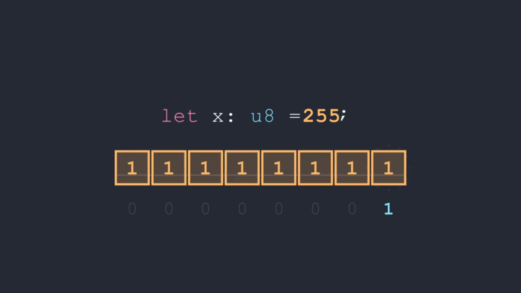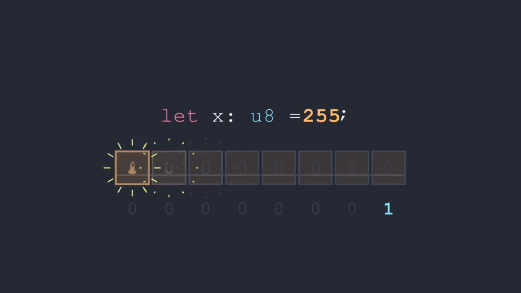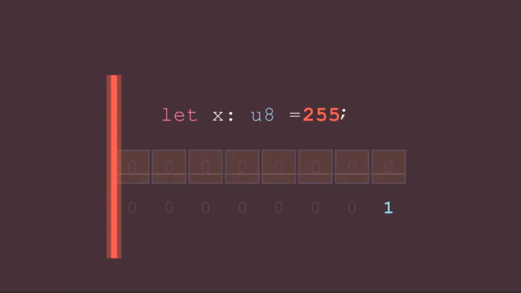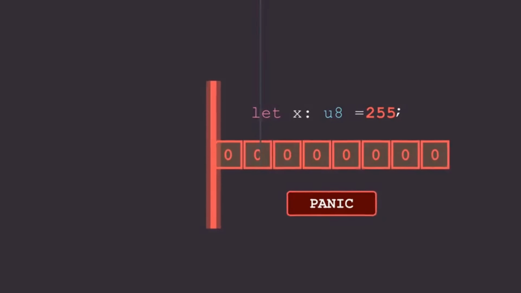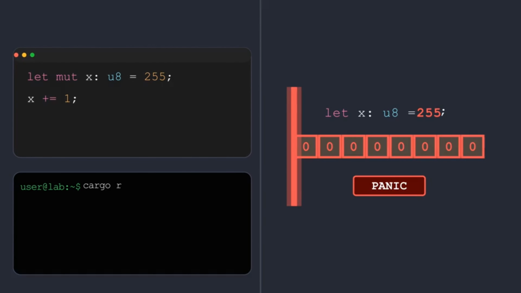Take a U8 maxed out at 255. Order the CPU to add one more. In C, this is undefined behavior. In Rust, it's strict interception. Compile in debug, and Rust plants tripwires. If an overflow hits, the thread panics. It crashes instantly instead of allowing silent memory corruption.